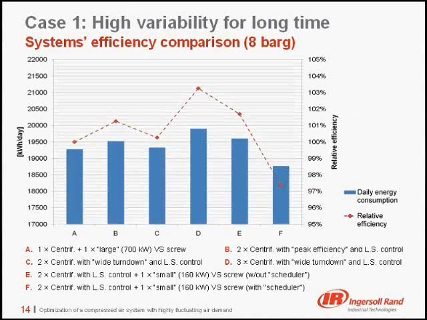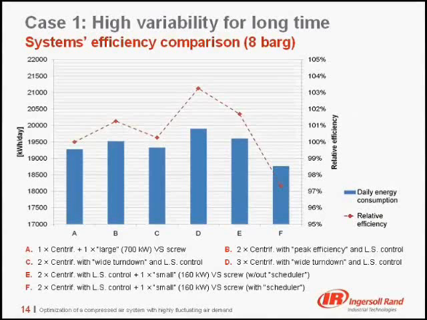Now, making the math at a pressure of 8 bar gauge, this is the comparison of the daily energy consumption for our flow pattern of case number 1, with high variability for long time, as well as the relative efficiency between the system A, the one that was supposed to be the unbeatable solution, and the other 5 systems. The efficiency of system A is taken as a reference and equals to 100.